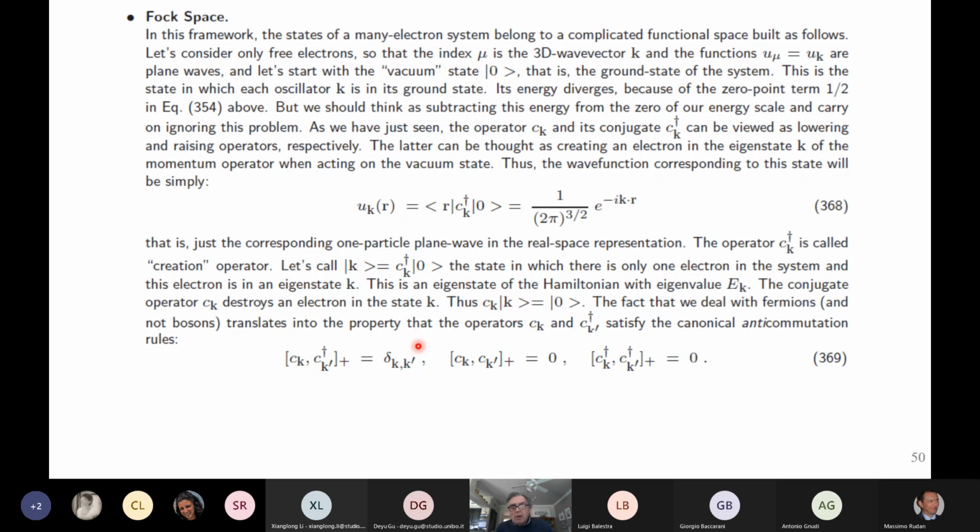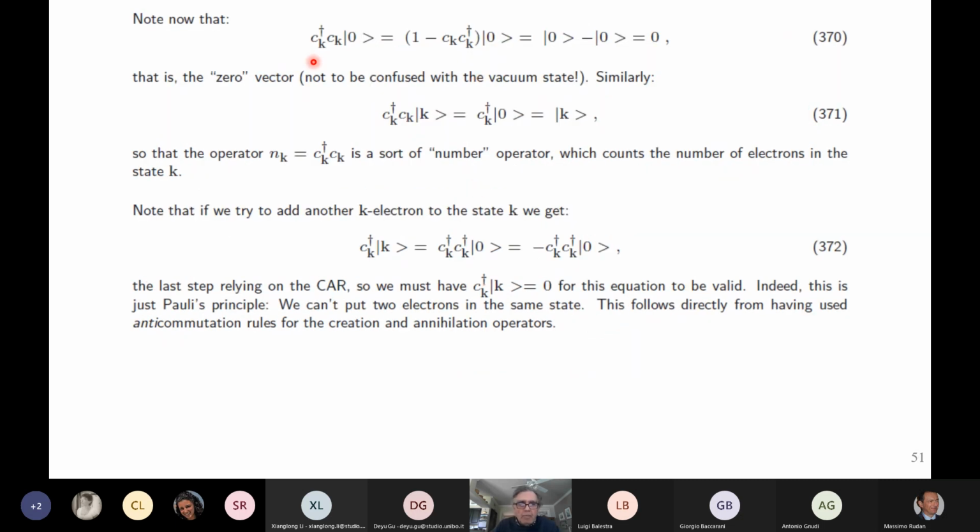Here, however, I will consider the case in which I have anti-commutation rules. We'll see immediately that I get the Pauli exclusion principle. The idea is that the C and C dagger anti-commute. The C daggers anti-commute among themselves. And this is the crucial step.